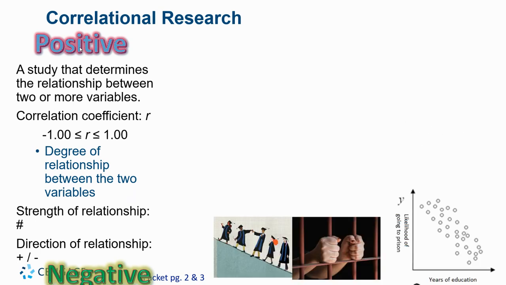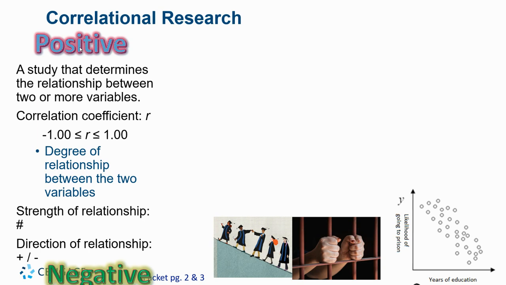Here's a negative correlation. The higher your degree, the longer you're in school, the lower the chances that you end up in jail. And this goes the opposite way too: the less schooling you have, the more likely you are to end up in jail.